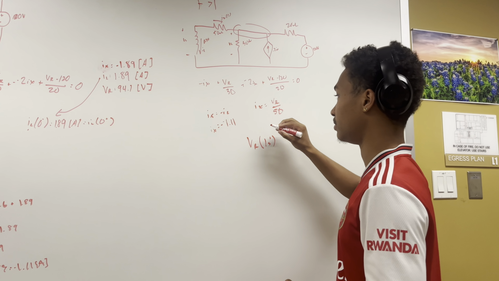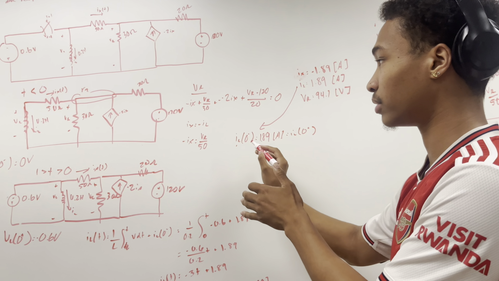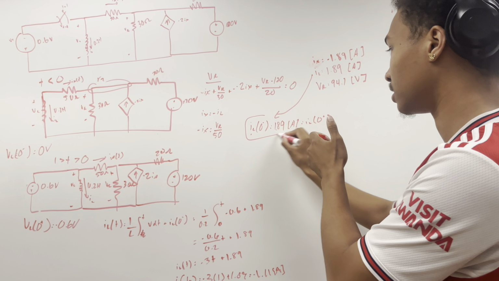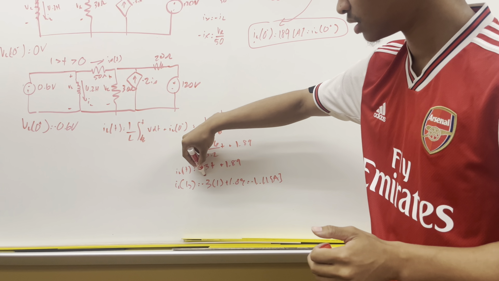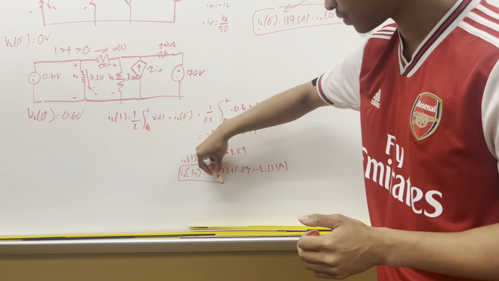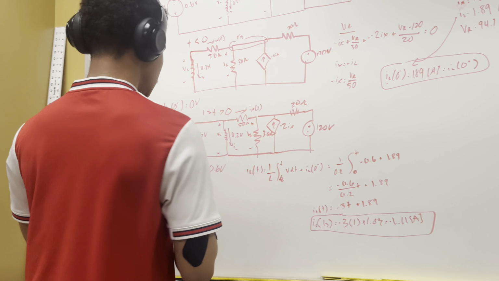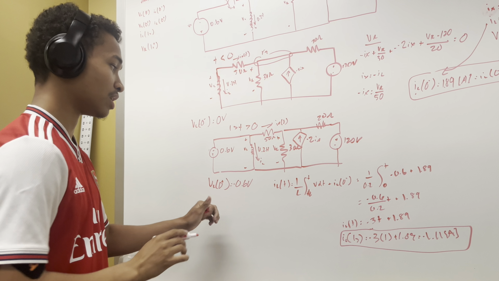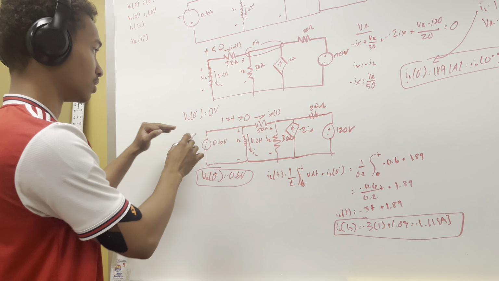So we have our VR right after 1 second, as well as the current across our inductor right before 1 second and right after 1 second. And we have our current across our inductor at 1 second. And we have our voltage across our inductor right after 1 second, and our voltage across our inductor right before 1 second.